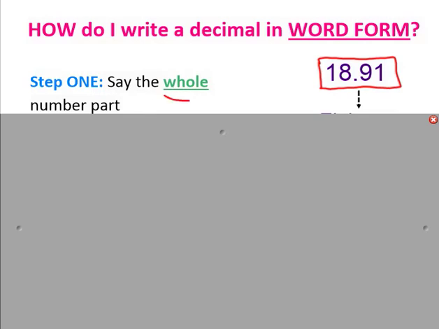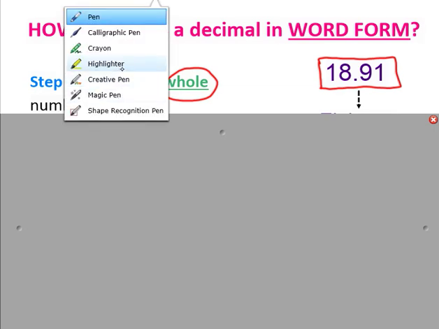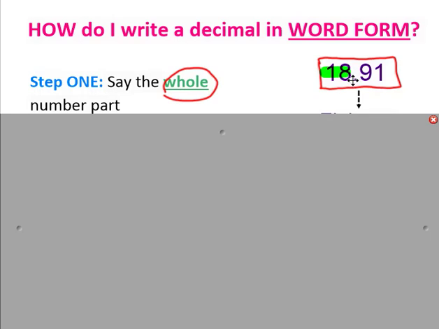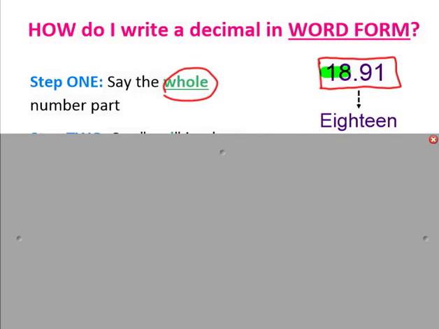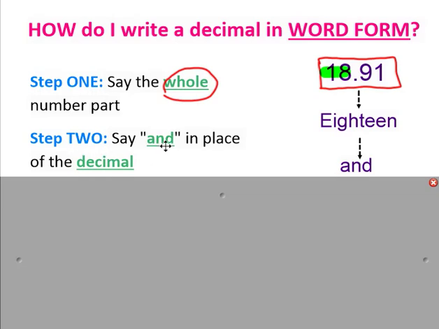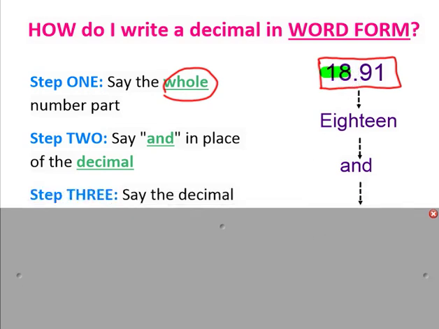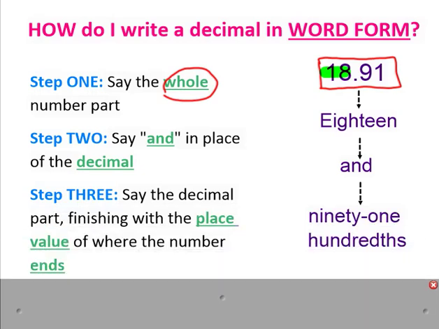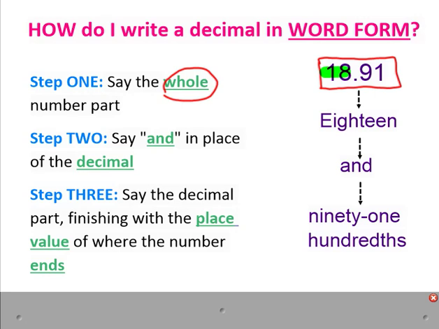So step 1 is you're going to say the whole number part, okay? The whole number part is this part right here. It's the part before the decimal. That number right there is 18, okay? So you're going to say 18. Now, step 2 is you're going to say and instead of point or instead of decimal, okay? Because remember, the way that you say the decimals, you say and. So far we have 18 and, okay? That's the easy part.